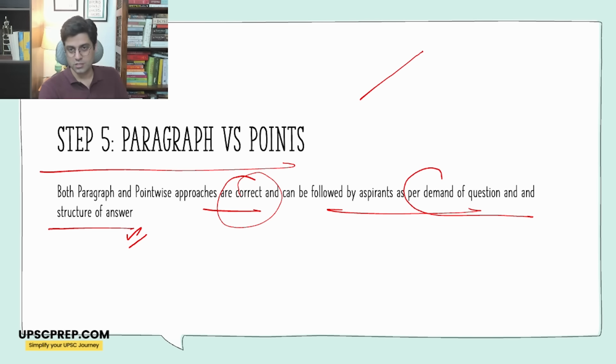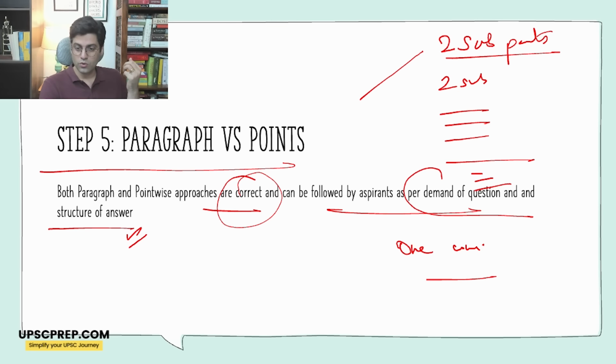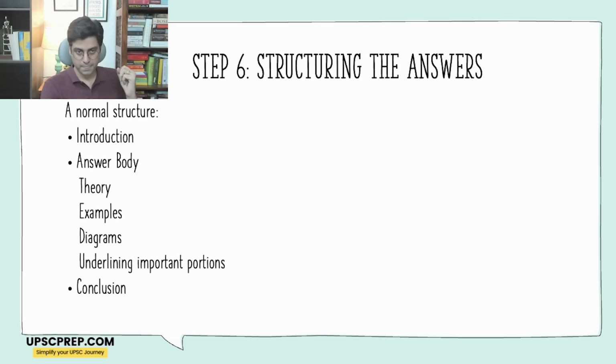Let's say there's a question which has two subparts. I'd rather prefer writing in two subheadings and then subpoints. So one heading, then second heading, then subpoints. That could be a better approach. On the other hand, if there is one concept, then I can go with the intro, the paragraph about it, then an example, and conclude. So it depends on the kind of question, the demand of the question.